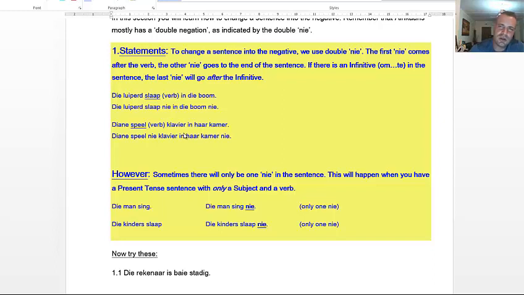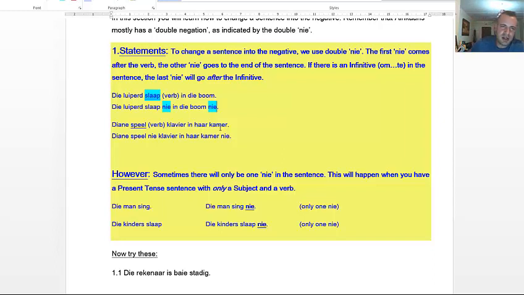Okay, so thinking back to STOMPY, you started with something like the subject, or you could have started with the T, the time. Then you had your verb one. After that verb, you need to have a nie. So that's what we have here. There's "die luiperd slaap in die boom". So you're going to just pop a nie after that verb and a nie at the end of the sentence. That changes the sentence into the negative. The leopard is not sleeping in the tree. It's awake, or it's sleeping in the bush.